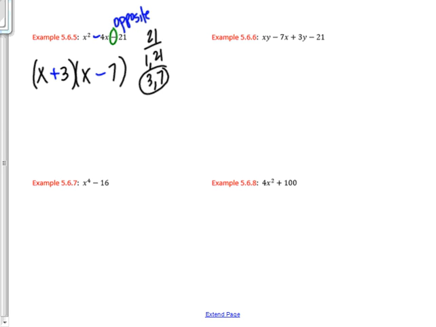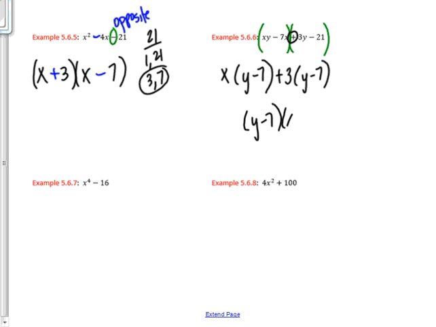All right. On number 6, how many terms do you see? 4. It is automatically grouping. So let's work this one. Between xy minus 7x, what can I take out? An x. I'm left with y minus 7. And I drop my plus, and 3y minus 21, I can take out a 3, and I'll be left with y minus 7. So y minus 7, x plus 3.